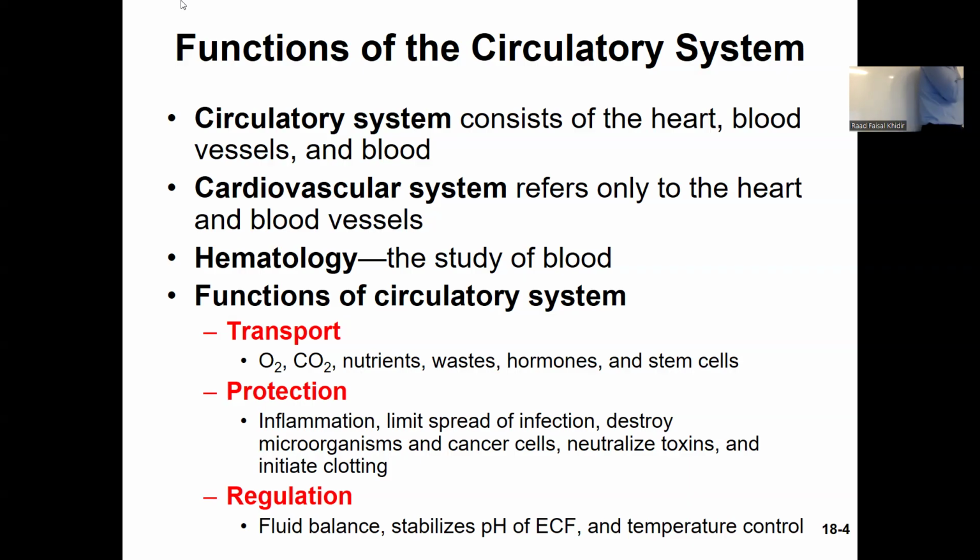So you want to keep it in the middle of your body so that the heat doesn't get lost. It makes no sense that it's snowing outside and the blood vessels near your skin are vasodilating. You're going to lose all the heat now. You're going to die from hypothermia. So that's how blood is important for temperature regulation.